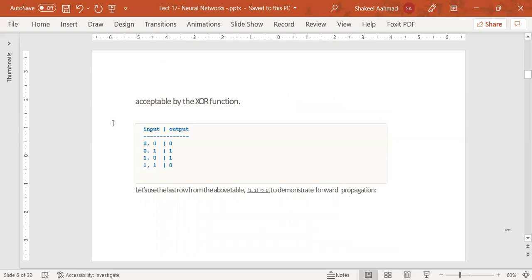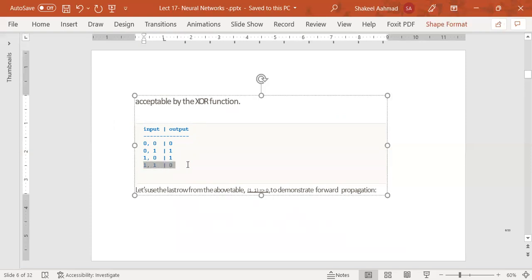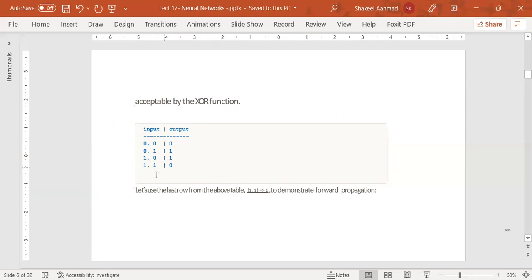Here is the XOR function. In the XOR function, if we have the same inputs, like 0 and 0, then the output will be 0. And if we have 1, 1, then the output will be 0. In case of different inputs, we will get 1. In this example, we will take this scenario. We have inputs of 1 and 1, and our targeted value is 0. Now let's solve this problem. We have inputs 1 and 1, and our required output is 0.